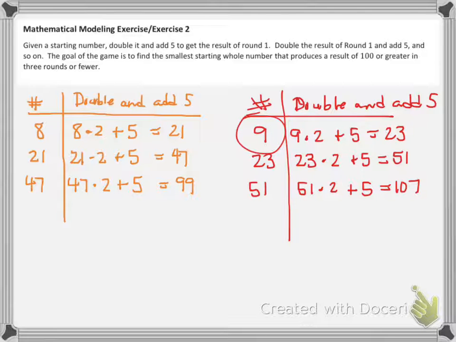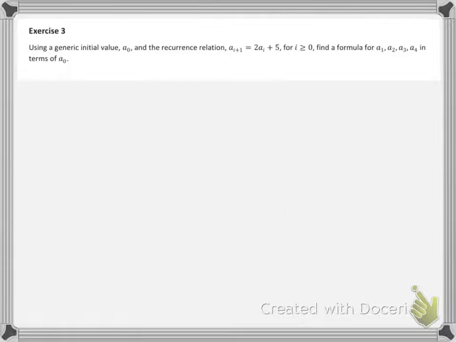Well, it would be nice to not have to guess and check, and instead have an equation where I could model this situation and then find out no matter what I wanted to. So we're going to work on that. So here's exercise 3. In exercise 3, what we're looking for is a generic initial value of a sub 0. Well, a sub 0, let me back up a little bit.